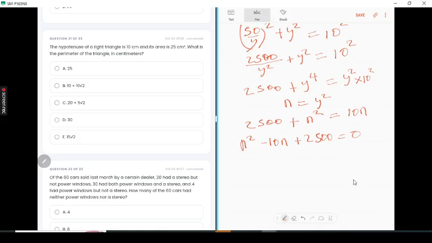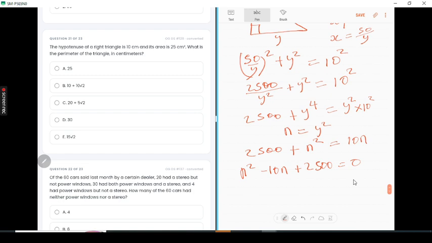I think we have missed something. This 10 is supposed to be 10 squared. Is that correct? Okay, it's 10 squared, and 10 squared is 100. Okay, 100n. What can we multiply to get 2500 and add to get minus 100n? What can we multiply to get 50 and 50? Minus 50 and minus 50.